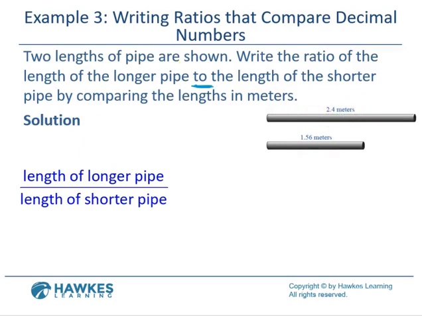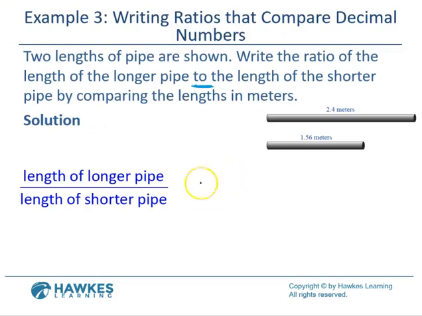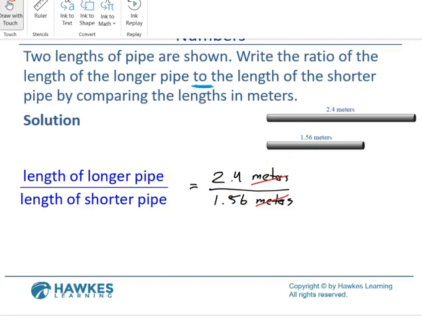Let me get the black pen out here. So we have 2.4 meters to 1.56 meters. Now what I can do here, if you look very carefully, I've got 2.4 meters and 1.56 meters. Even though the meters canceled out, I've still got a ratio there. Look carefully though and notice, let me get the red pen out here, that I can multiply everything here by 100 and that'll remove these decimals.